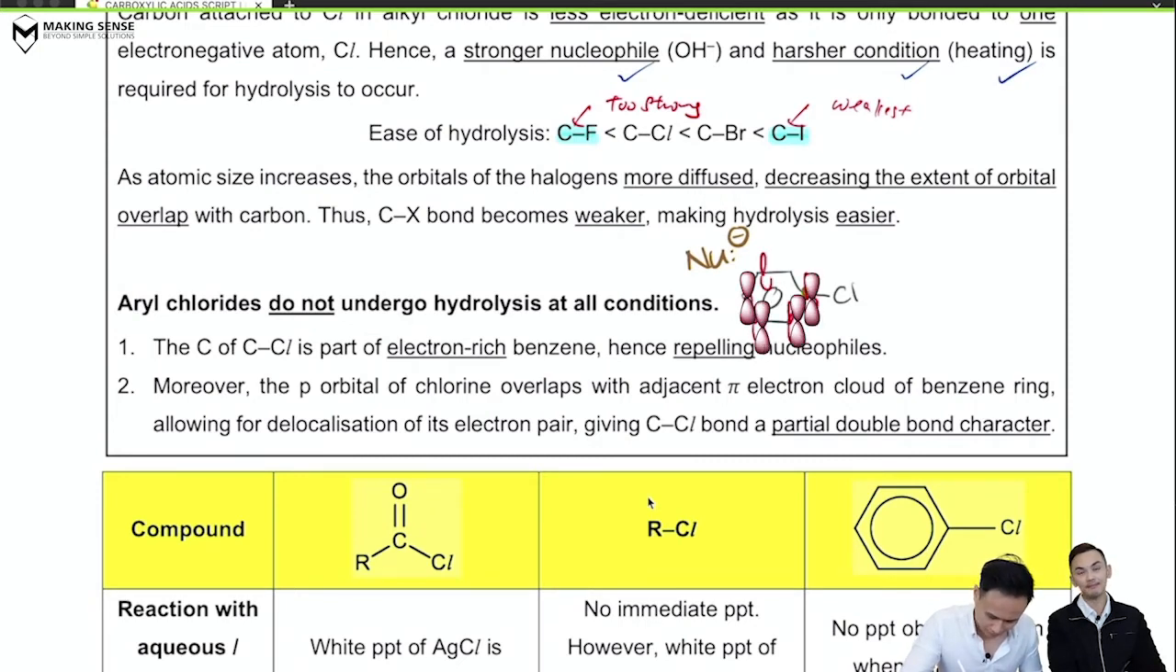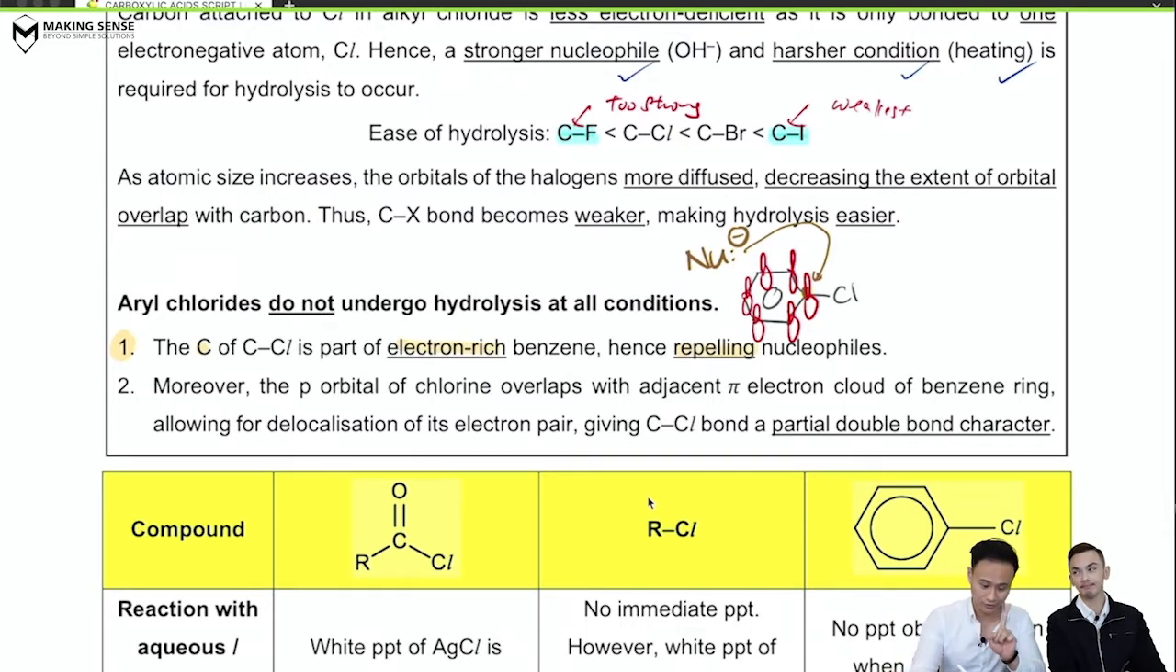Yeah, so that carbon there is part of the benzene ring. It is not that electron poor. It's actually electron rich. So if the nucleophile tries to come in to attack this carbon, there is no way. It will definitely repel. And that's exactly what we see here. Reason number one: the carbon is electron rich and repels nucleophiles away.